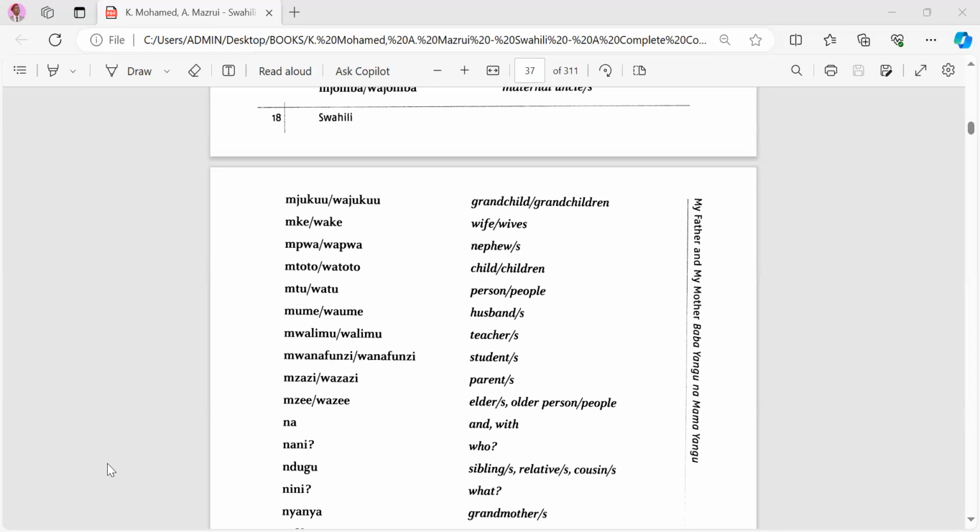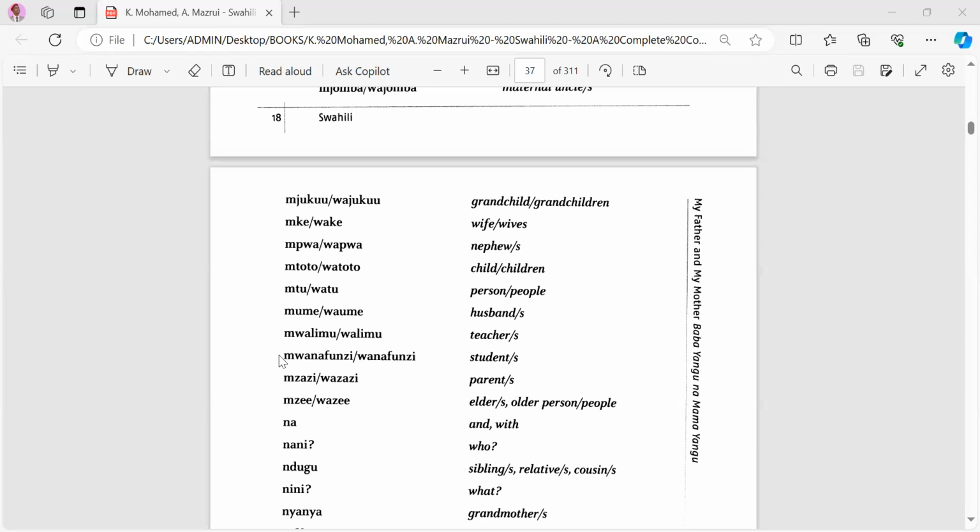Wanafunzi, students. Mzazi, wazazi, parents. Mzee, wazee. Mzee, not mazazi. Elders, old person, people. You can say elder so and so, you call it mzee.